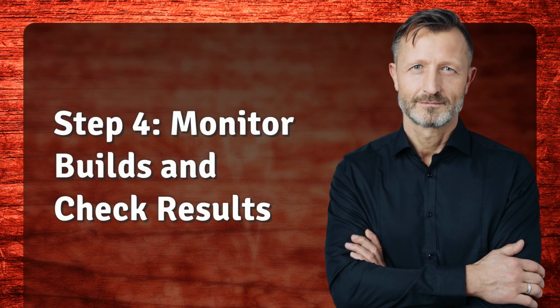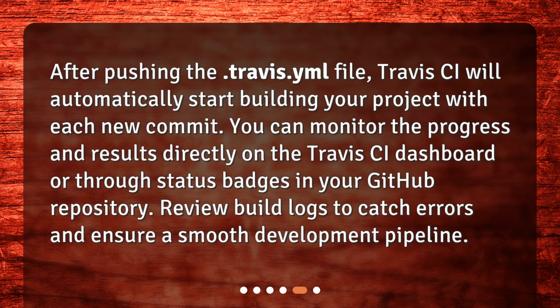Step 4. Monitor builds and check results. After pushing the .travis.yml file, Travis CI will automatically start building your project with each new commit. You can monitor the progress and results directly on the Travis CI dashboard or through status badges in your GitHub repository. Review build logs to catch errors and ensure a smooth development pipeline.